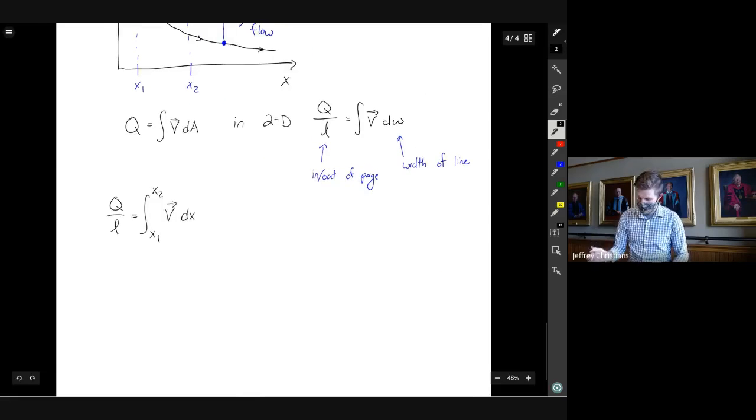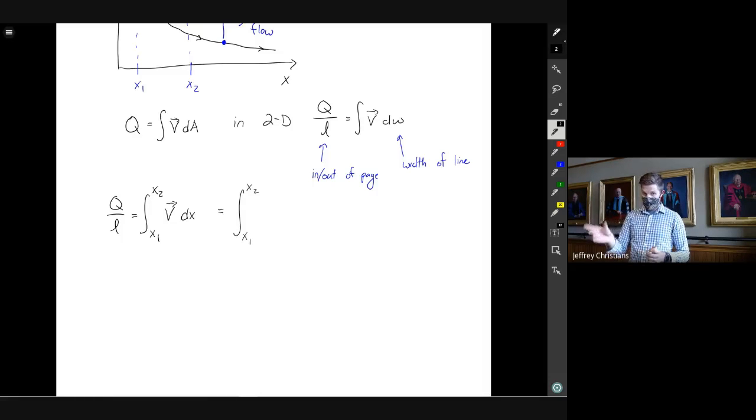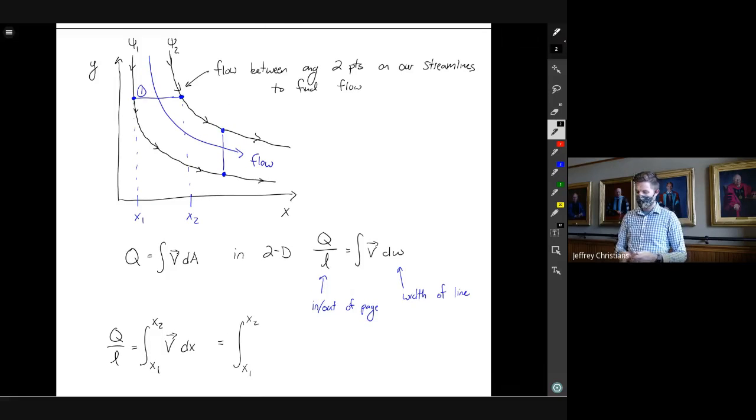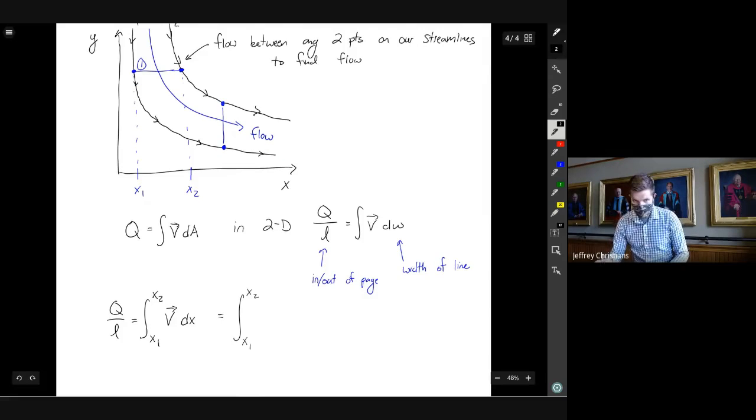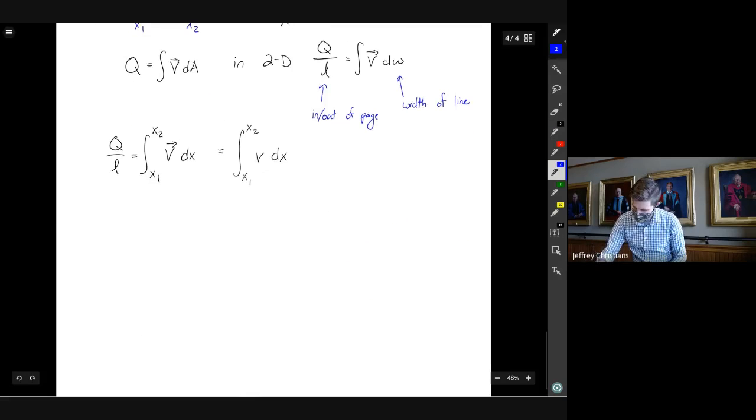Okay, so this is going to equal the integral x1 to x2. We're going to plug in our velocity field, but we only actually care about the y component of the velocity field, because that's the only part that's actually going through our surface. The x component of the velocity field is going parallel to our surface, so that's not going to create any flow across that line. Only the up and down term is going to actually cross the line. So that's going to be v dx.